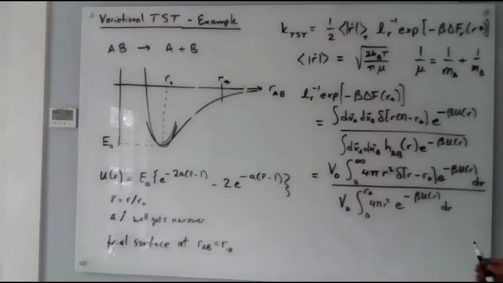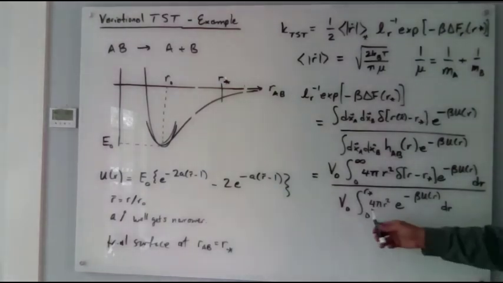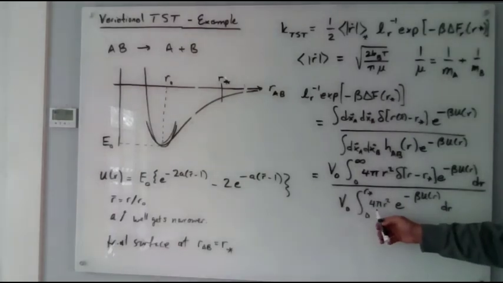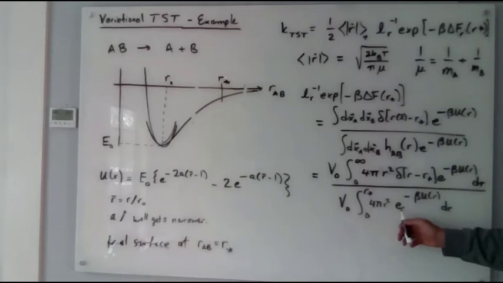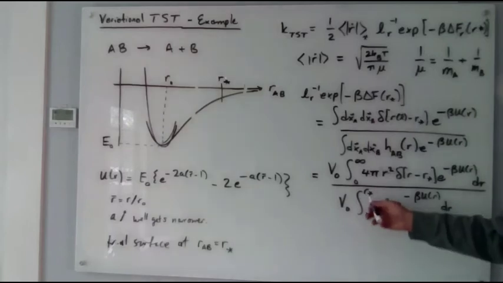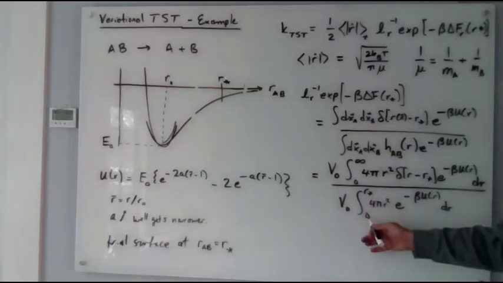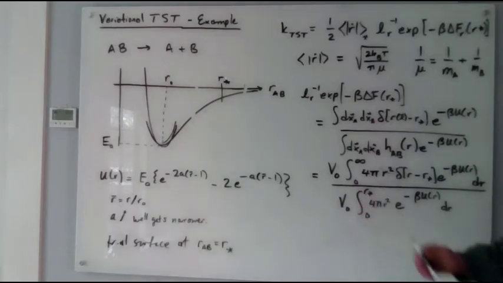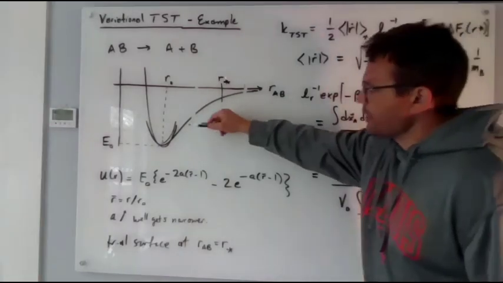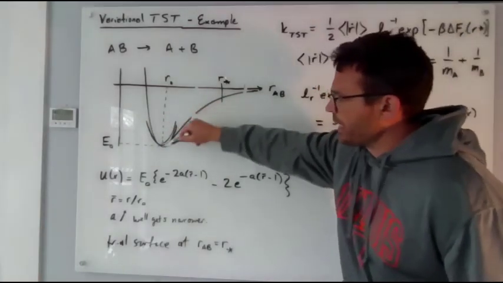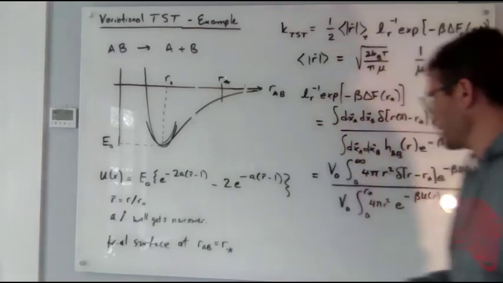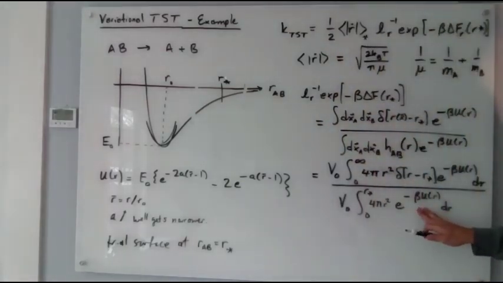Let me purposely cast a shadow over this so that you cannot see the glare. All right, so downstairs we have 4 pi r squared from our conversion to polar coordinates. We have e to the minus beta u of r dr. All the angles have already been integrated. What's going on here in the limits is that we're counting everything from 0 up to r star, okay? And this integral is going to be dominated by the region near the bottom of the well, where this Boltzmann factor is very large.